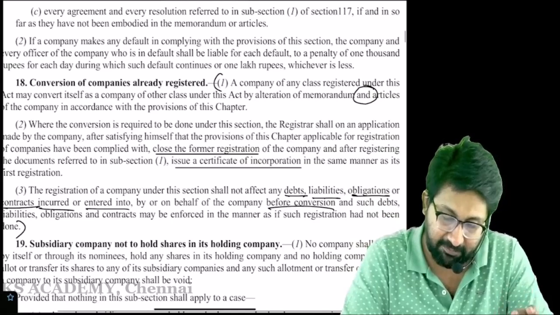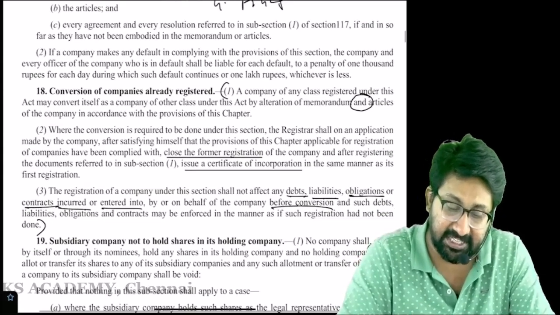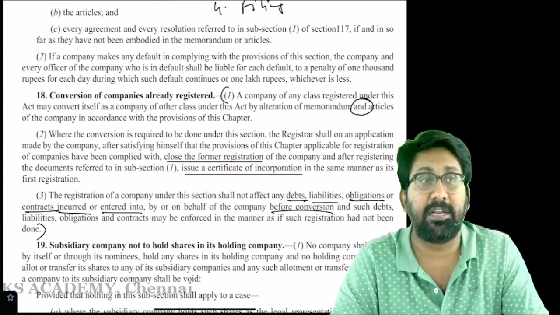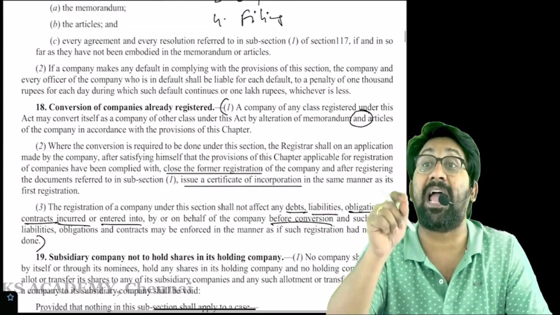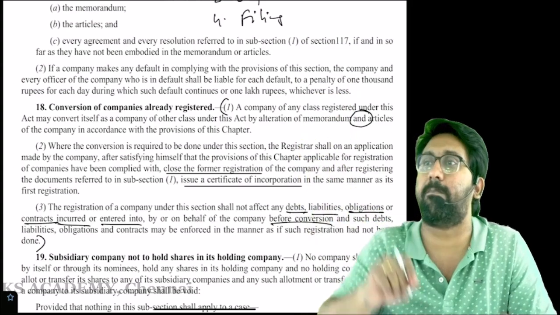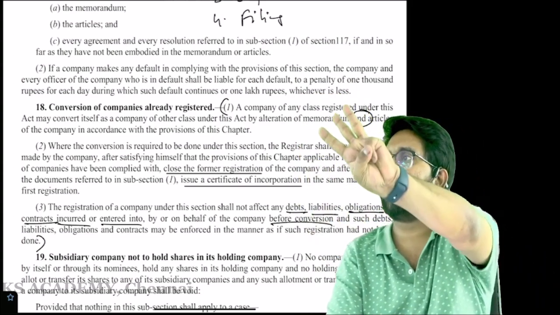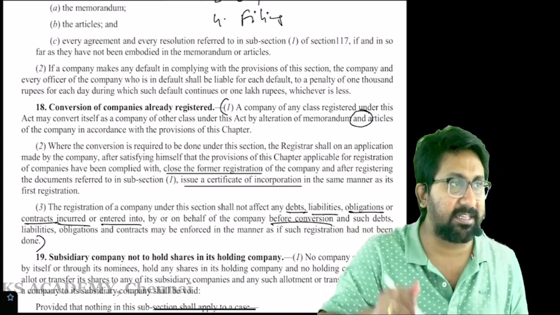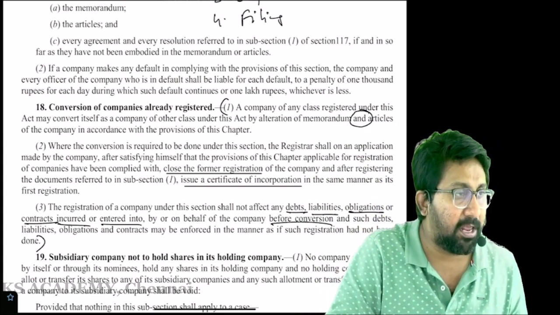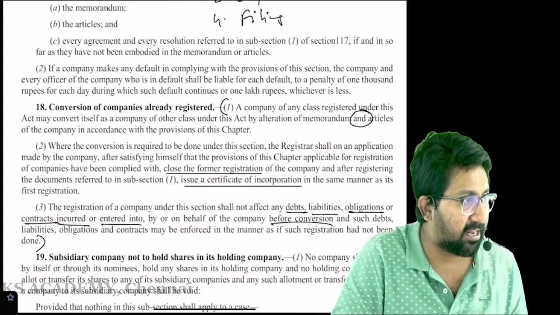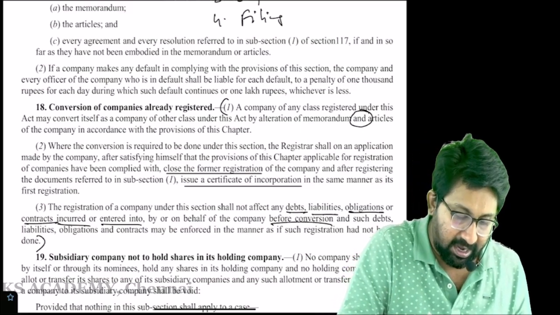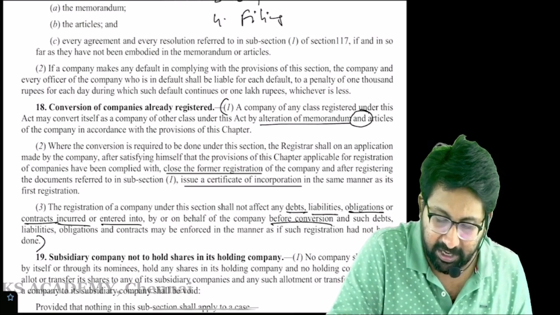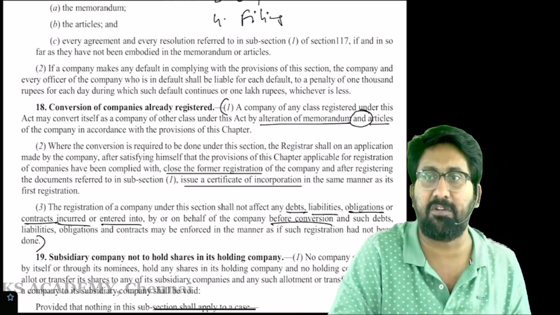Listen carefully, please. This section is not talking about permissions to be obtained. It is talking about what will happen upon conversion of companies. Three things will happen. Number one, if you see the screen, a company of any class registered under this section may convert itself into a company of another class under this Act by alteration of MOA and alteration of AOA.